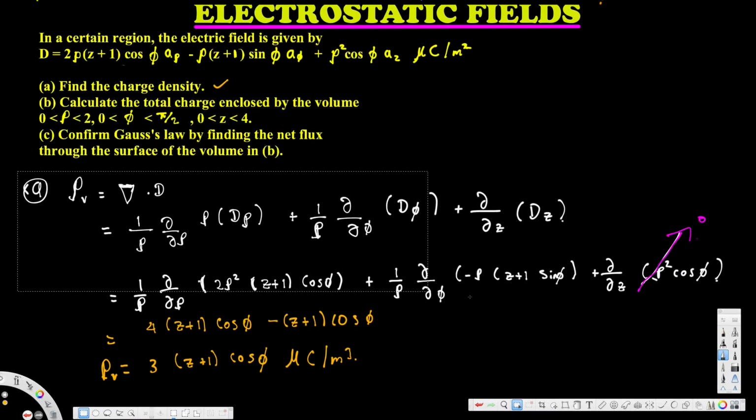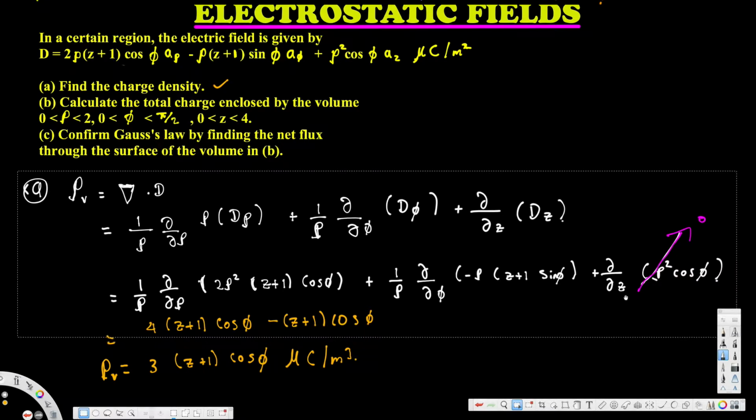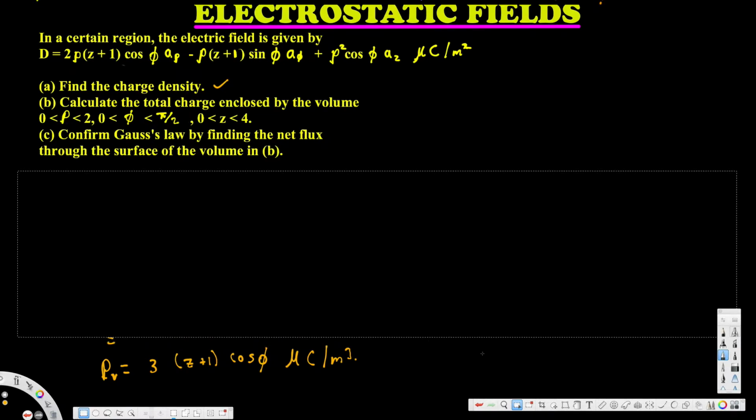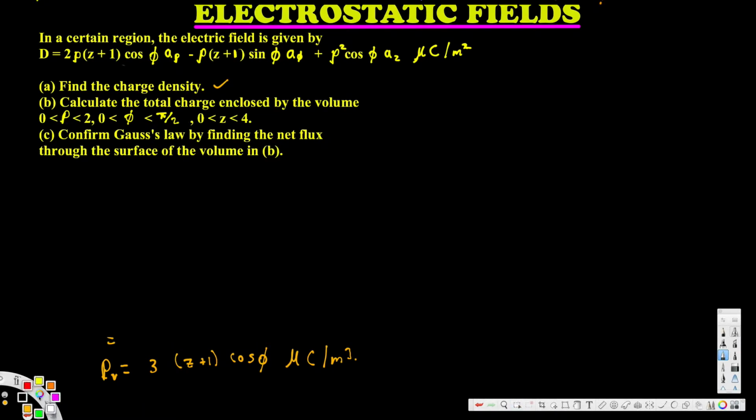Let's get rid of this part. Okay, let's erase this one. Now we are doing the B part. Okay, B part is asking to calculate the total charge, so we are going to calculate the total charge, that's Q enclosed, equal to the integration over V of rho V dV.